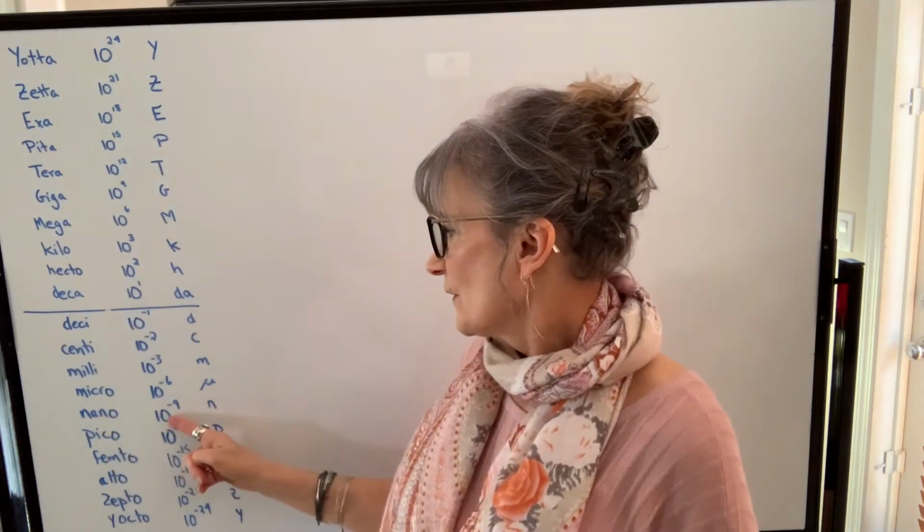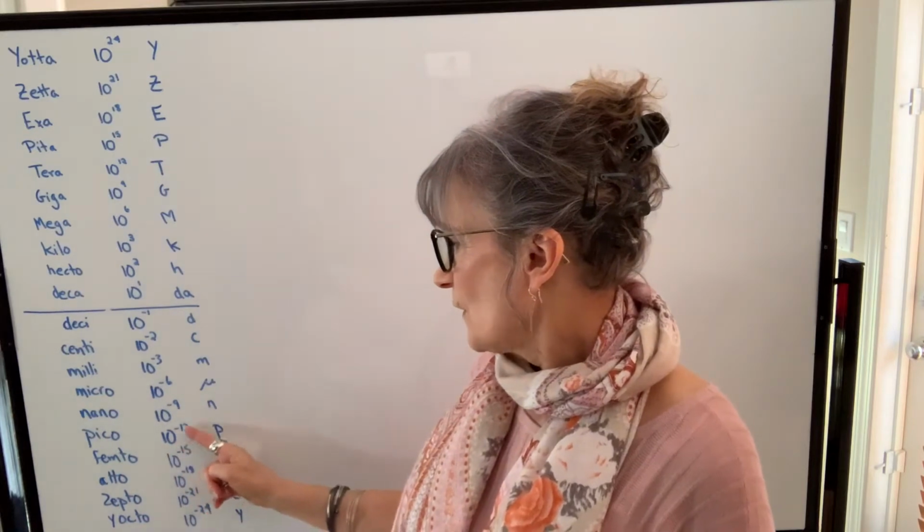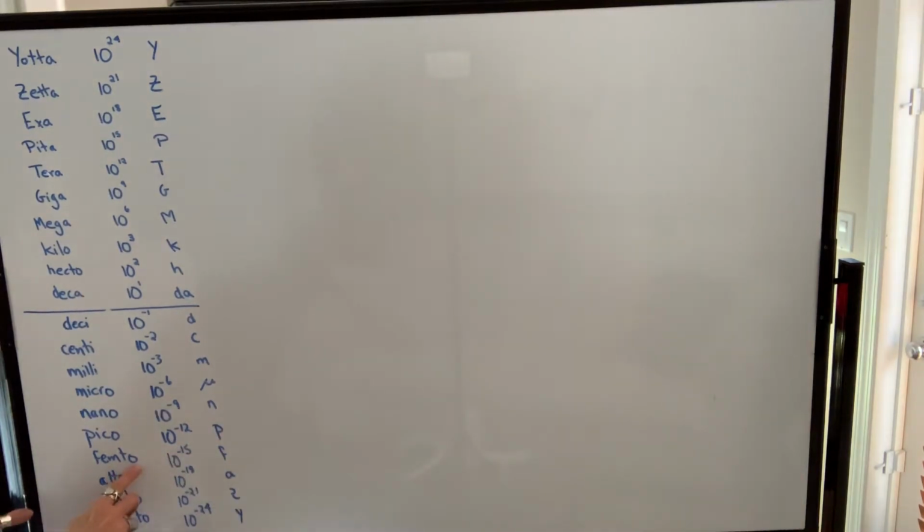Nano has a value of 10 to the negative 9 and a symbol of small n. Pico is 10 to the negative 12, small p. Femto is 10 to the negative 15, small f. Atto is 10 to the negative 18, small a. Zepto, 10 to the negative 21, small z. And yocto, 10 to the negative 24, small y.